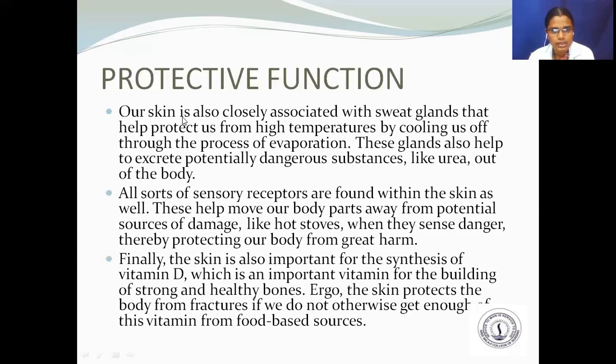Our skin is also closely associated with sweat glands that help protect us from high temperatures by cooling us off through the process of evaporation. These glands also help to excrete potentially dangerous substances like urea out of the body. Through the sweat, we can excrete dangerous secretions like urea.